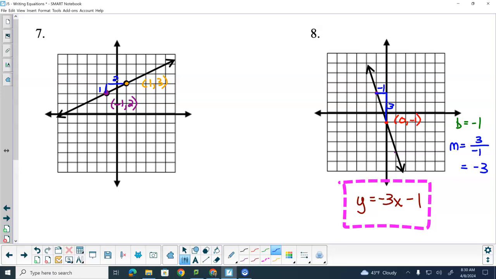Good, what did you describe slope as before? Rise over run. So what's my rise? What's my run? So my slope is 1 over 2. Yep, same.